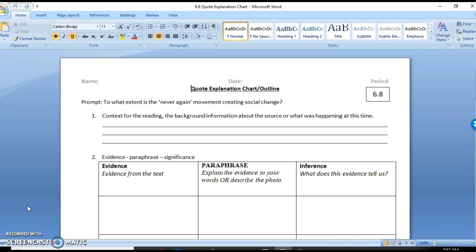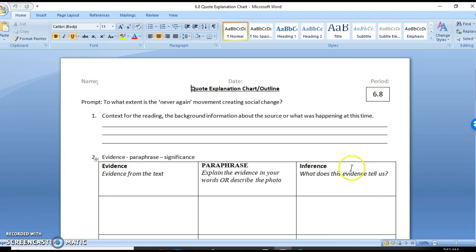So this is the quote explanation chart, and this is what you are going to use in order to prepare yourself and organize your thoughts for your writing. The purpose of this is for you to organize the evidence that you select from the text, paraphrase it into your own words, and then tell me what you think that means or how that relates to the overall question. I'm going to explain how this works and go through it step by step with you.